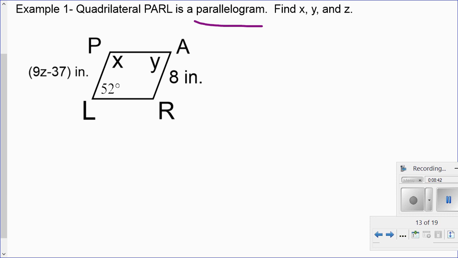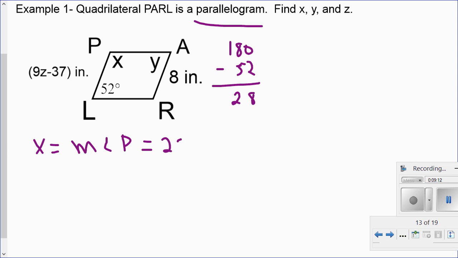I see x is a consecutive angle with angle 52. We said a moment ago consecutive angles are supplementary because they're same side interior angles. So I'm going to subtract 180 minus the 52 degrees. When I do that, I'm getting 28 degrees. And so that means that x, the measure of angle P, is 28 degrees.